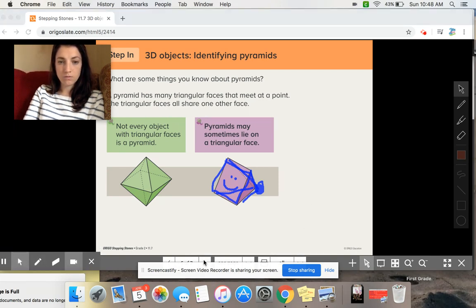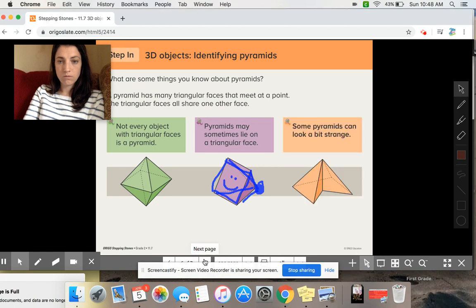Now, some pyramids can look a bit strange, like this one, but if you notice, they all share the same base and they all meet at the same point, and all of the faces are triangles except for the one that they share.